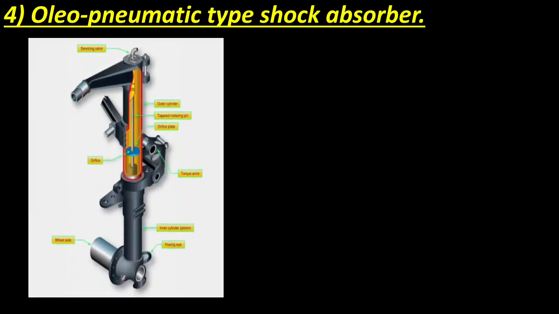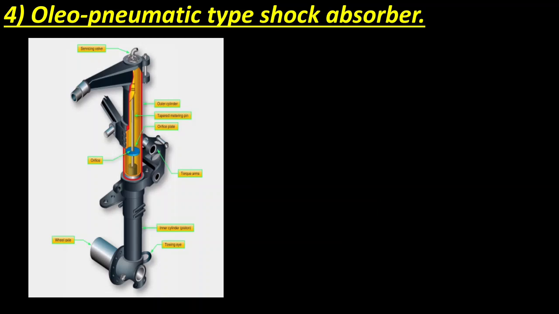The next one is the oleopneumatic type shock absorber, which is currently in use. As you can see in this picture, this is a typical pneumatic hydraulic shock strut, which uses compressed air or nitrogen combined with hydraulic fluid to absorb and dissipate shock loads. A shock strut is constructed of two telescopic cylinders or tubes that are closed on the external ends.